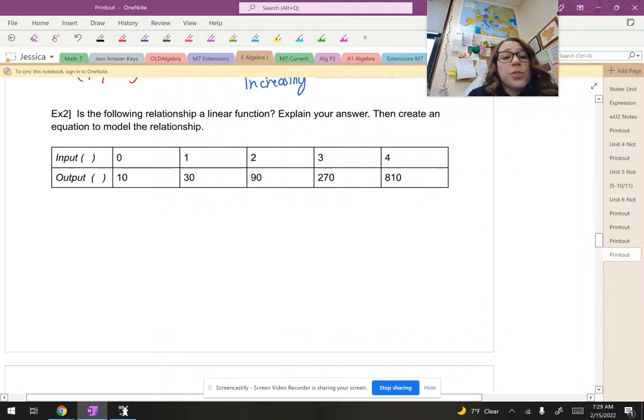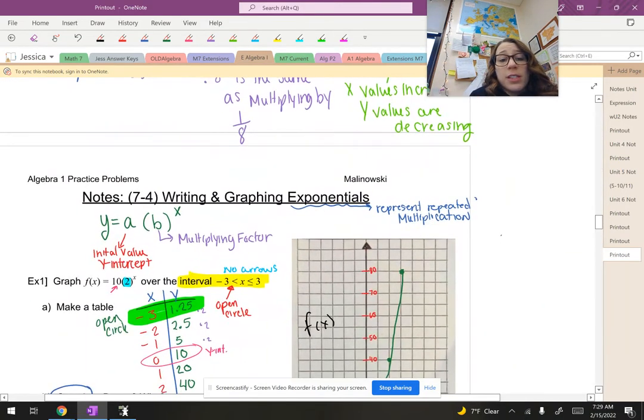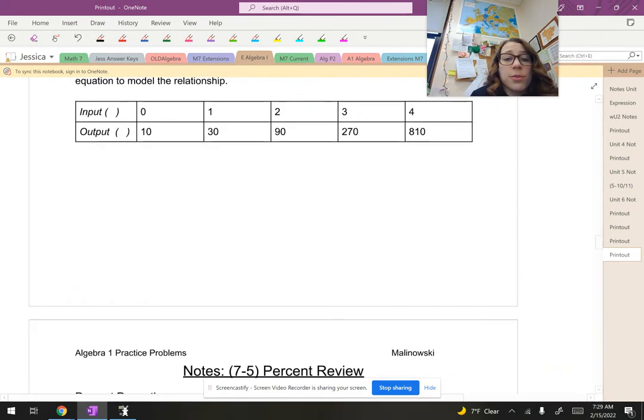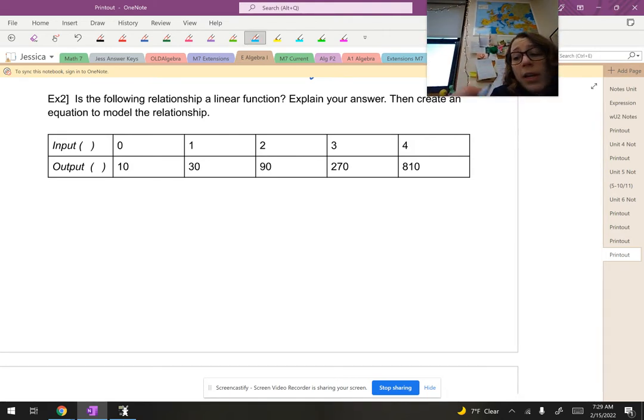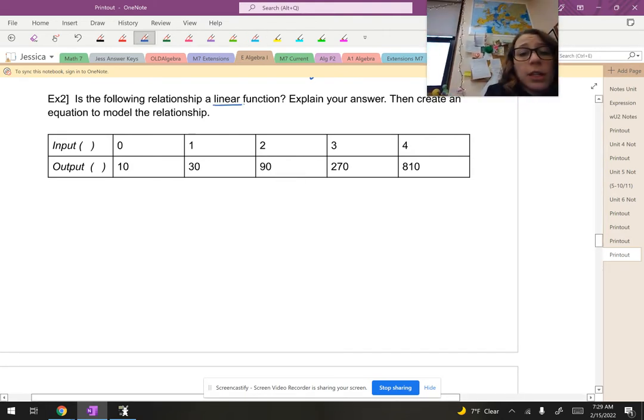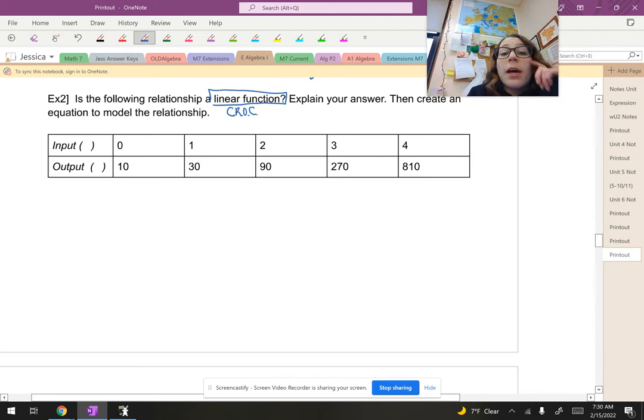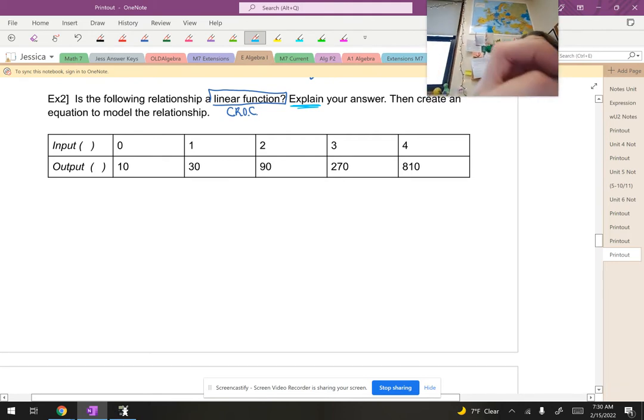Example 2 in Notes for Algebra 7-4, writing and graphing exponentials. It asks us, is the following relationship a linear function? Whenever you see the word linear, the constant rate of change should be floating through your head. That is what you use to explain your answer. And then create an equation to model the relationship. So we need to decide first if it's linear or not.